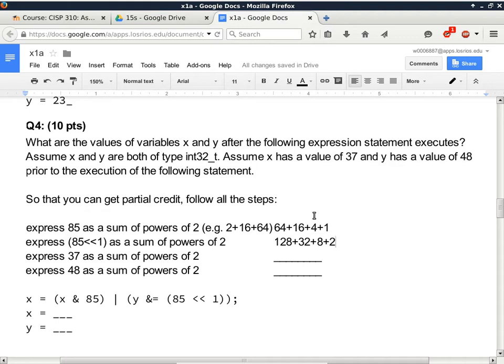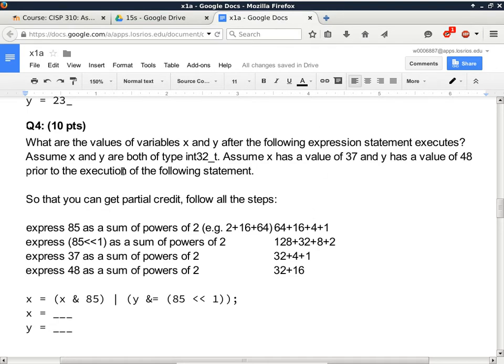All right, next one. Express 37 as a sum of powers of 2. That would be 32 plus 5, so that would be 32 plus 4 plus 1. And then 48 is actually the easier one, which is 32 plus 16. Okay? So if you get any part right, you get partial credit for that part. And now it's time to finish the whole thing, right?